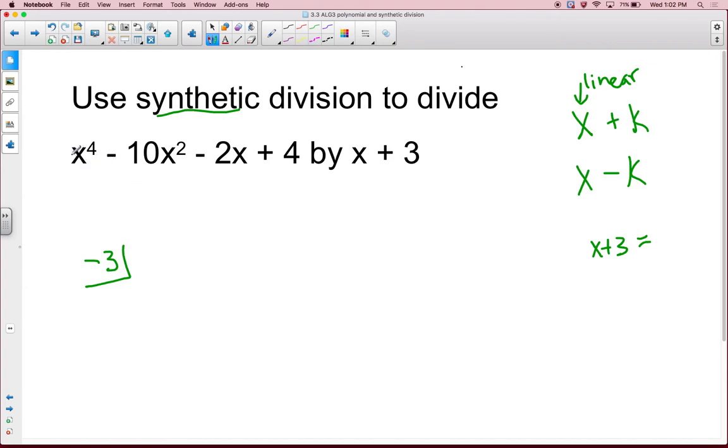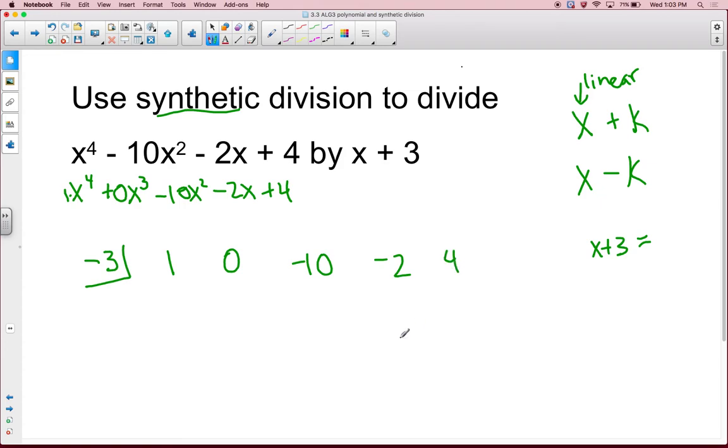You're going to list all of the coefficients, and if there's a term that's missing, you need to put in a 0. So I'm going to write this out as 0x cubed so that we don't forget to put in the 0 there. Okay, so now that I put the 0x cubed in, now I'll list all of the coefficients. I have a 1, 0, negative 10, negative 2, and 4.